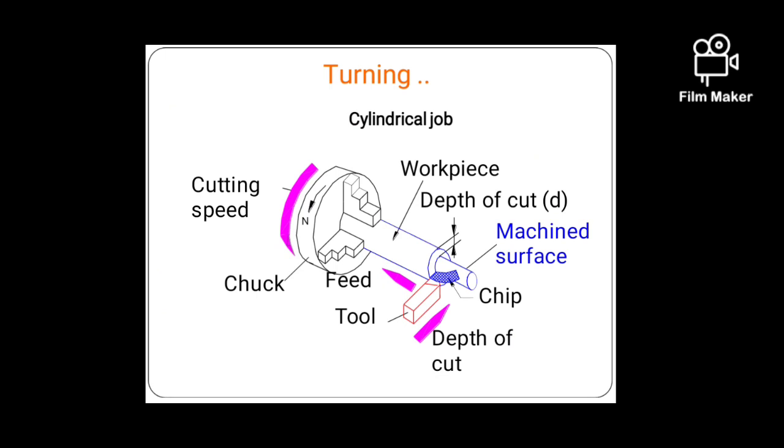The first one is the basic turning operation. The turning tool is placed like this towards the workpiece. When the motor runs, the chuck rotates, and along with the chuck the workpiece rotates. The turning operation takes place there. The material is removed and finally we get the machined surface.